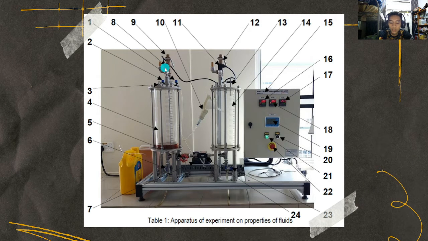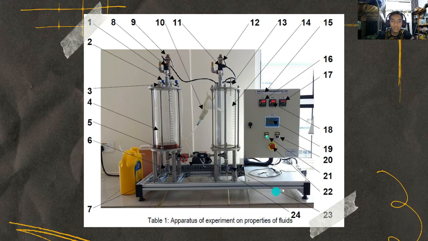Number 8 is the pressure sensor. Number 9 is the pressure relief valve. Number 10 is the vacuum hand pump. Number 11 is the pressure sensor. Number 12 is the pressure relief valve. Number 13 is the temperature sensor, the small one. Number 14 is the measuring cylinder T101.